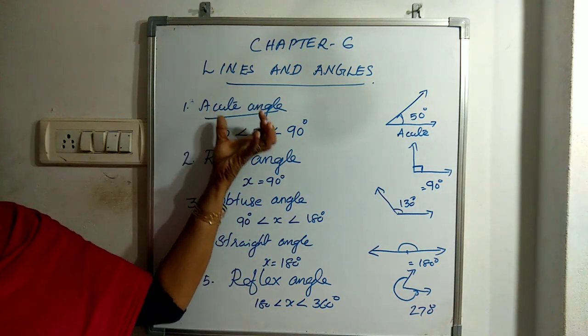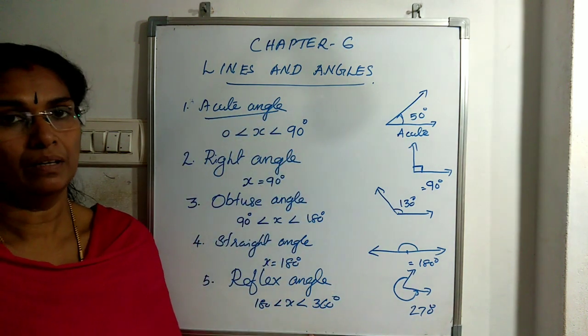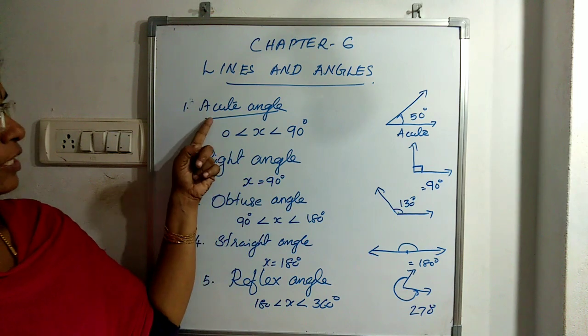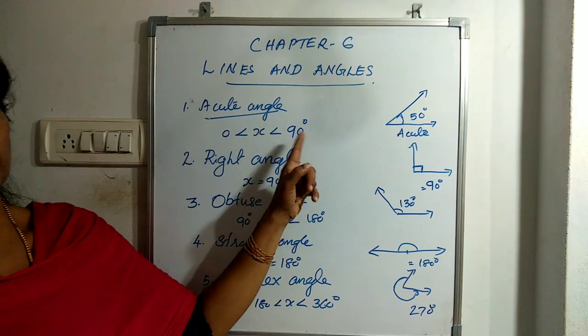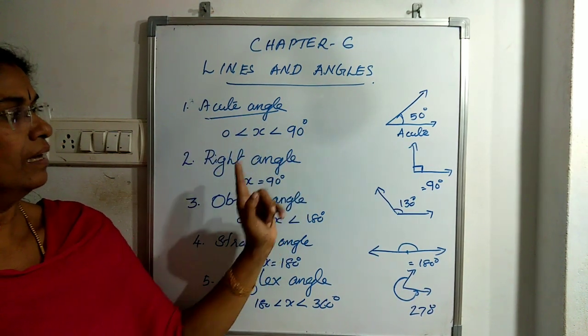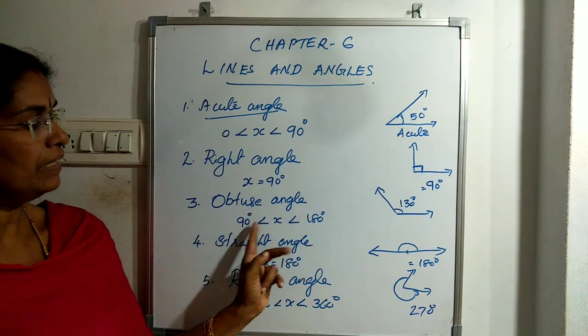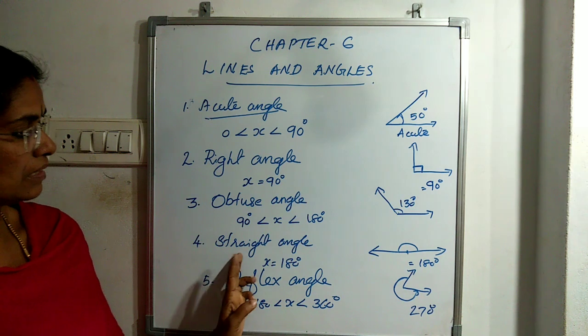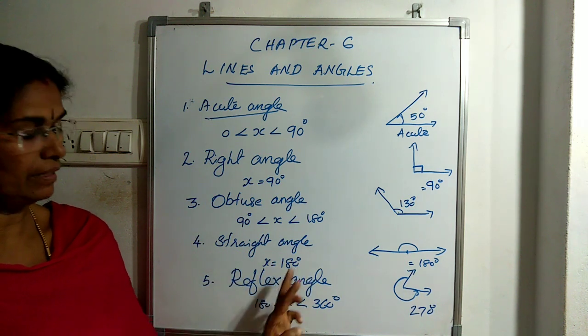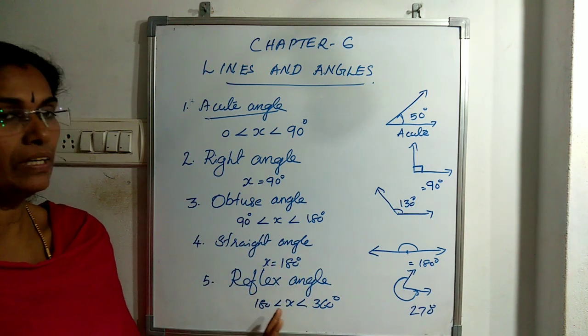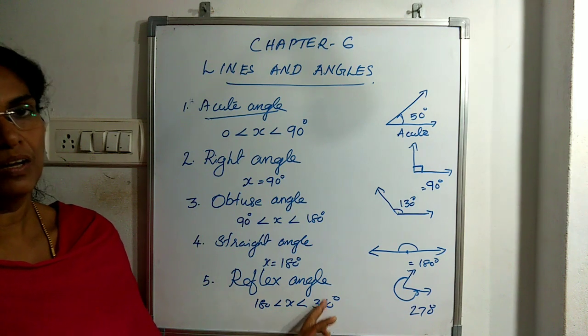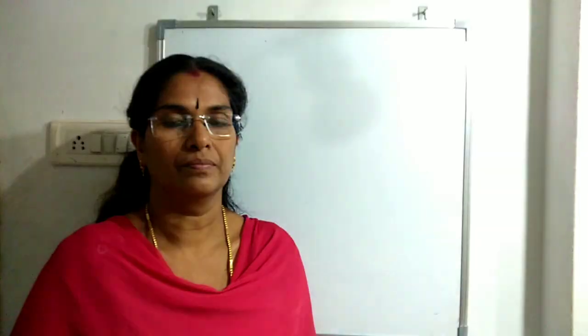So you have to know about all these angles that we will use in our questions. First, acute angle: less than 90. That much only you have to remember. Less than 90. Right angle: equal to 90. Obtuse angle: between 90 and 180. Straight angle: exactly 180 degree. And reflex angle: between 180 and 360. All this you have to learn.